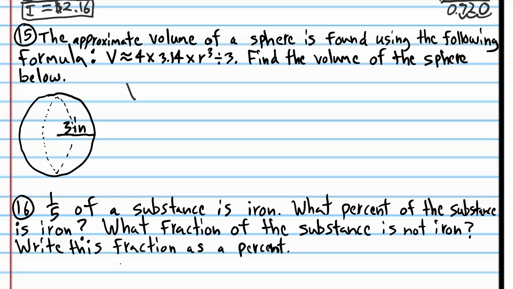All right, so we need to write our formula to show the tool that we're going to use. And I know what you're thinking: why do we have to write the formula? It's already written up there. Well, again, you're showing the tool that you're using. So we are now going to plug in the information that we have, and we know the radius of the sphere. The radius of the sphere is 3 inches. So we're going to plug in 3 for r.